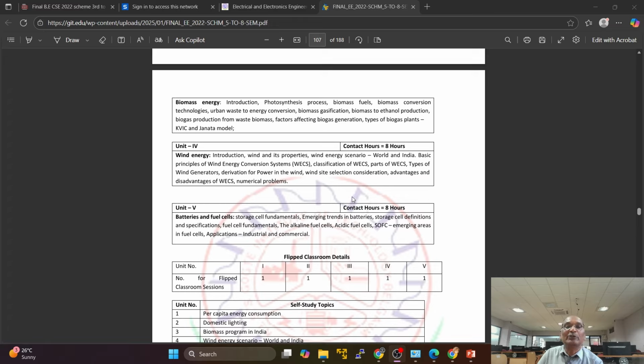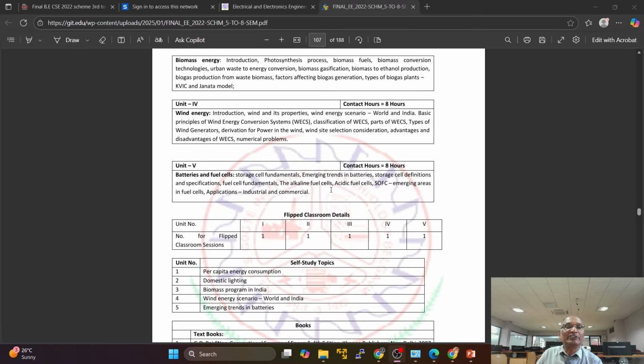So a small change in wind speed will generate more power. Energy can be integrated with the grid. Similarly, what are the points to be discussed to select a wind site, what are the advantages and disadvantages, and some simple numericals on the wind energy conversion system.